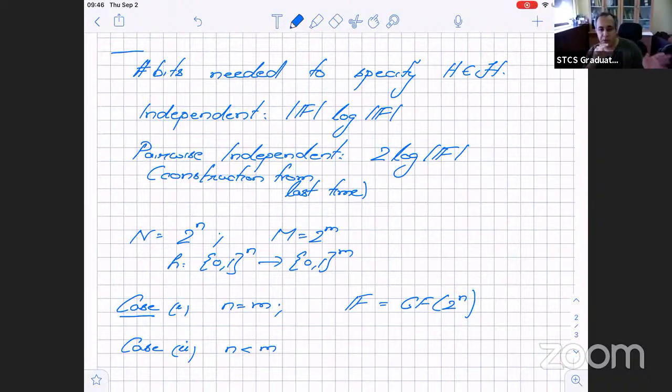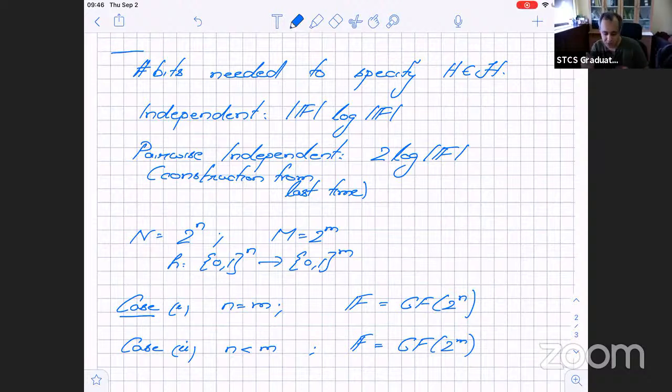Now the inputs, the domain size and the range size are different. How would you do it? If n is less than m, it doesn't matter. You still set f to be equal to g of 2 power m. In this case, you get the function on a larger domain. You just ignore the value of the function on the larger domain.